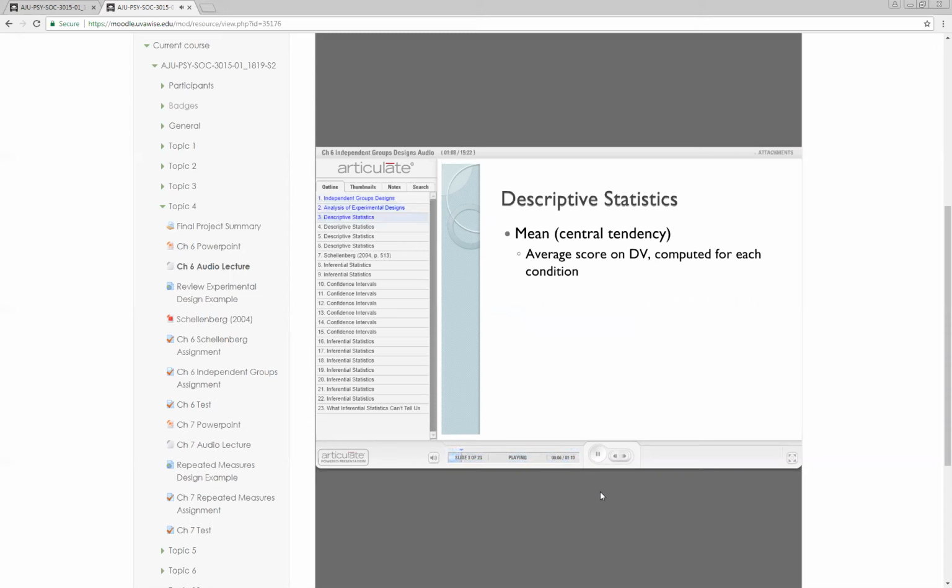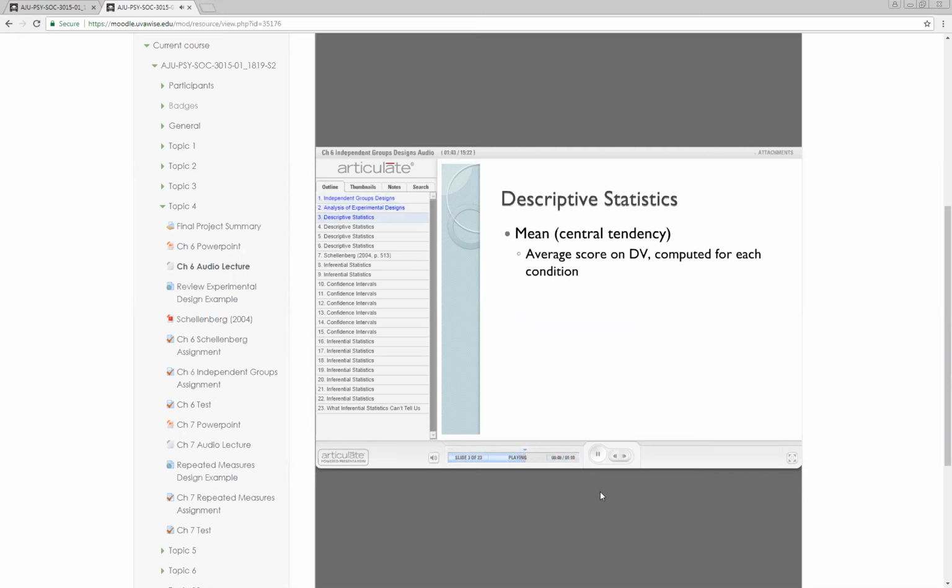The mean is a measure of central tendency. It tells you about the average score. And again, with an experiment, we're talking about the average score on our dependent variable or our outcome variable. For an experiment, we want to know the difference between each condition. So what is the average score for people who got condition A, and what's the average score for people who got condition B? So if I'm interested in whether Advil relieves headaches, I might have two conditions: one condition that takes Advil, one condition that does not take Advil, and I measure headaches.